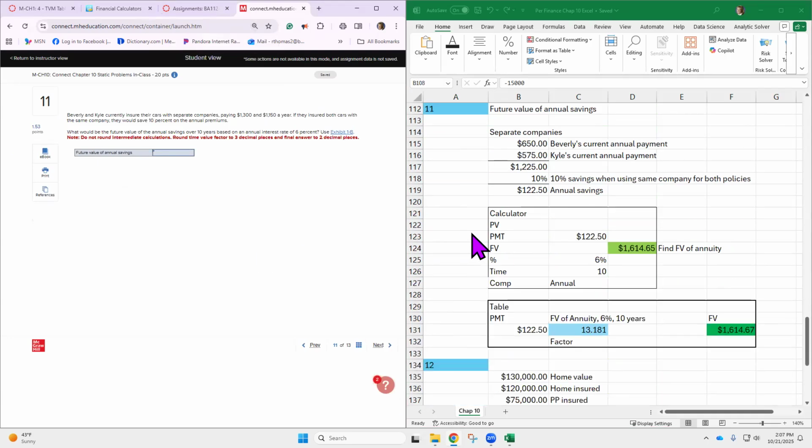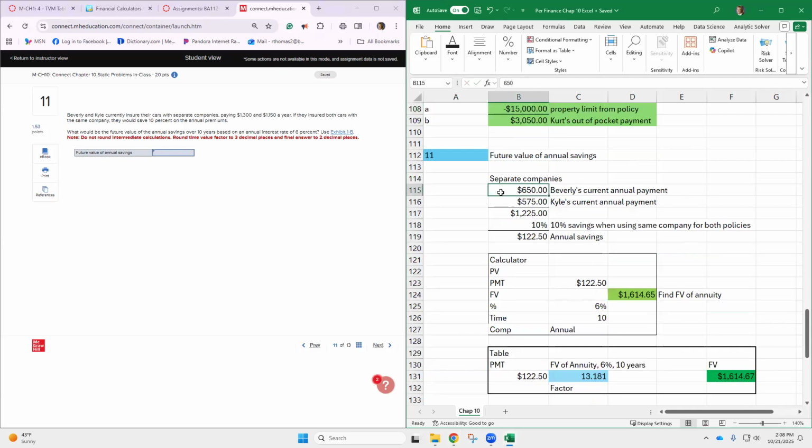So we see commercials like this all the time on TV. Beverly and Kyle currently insure their cars with separate companies, paying $1,300 and $1,150 a year for their premiums. If they insured both cars with the same company, they would save 10% on the annual premium. What would be the future value of the annual savings over 10 years based on an average interest rate of 6%? So let's go ahead and put in their plan.